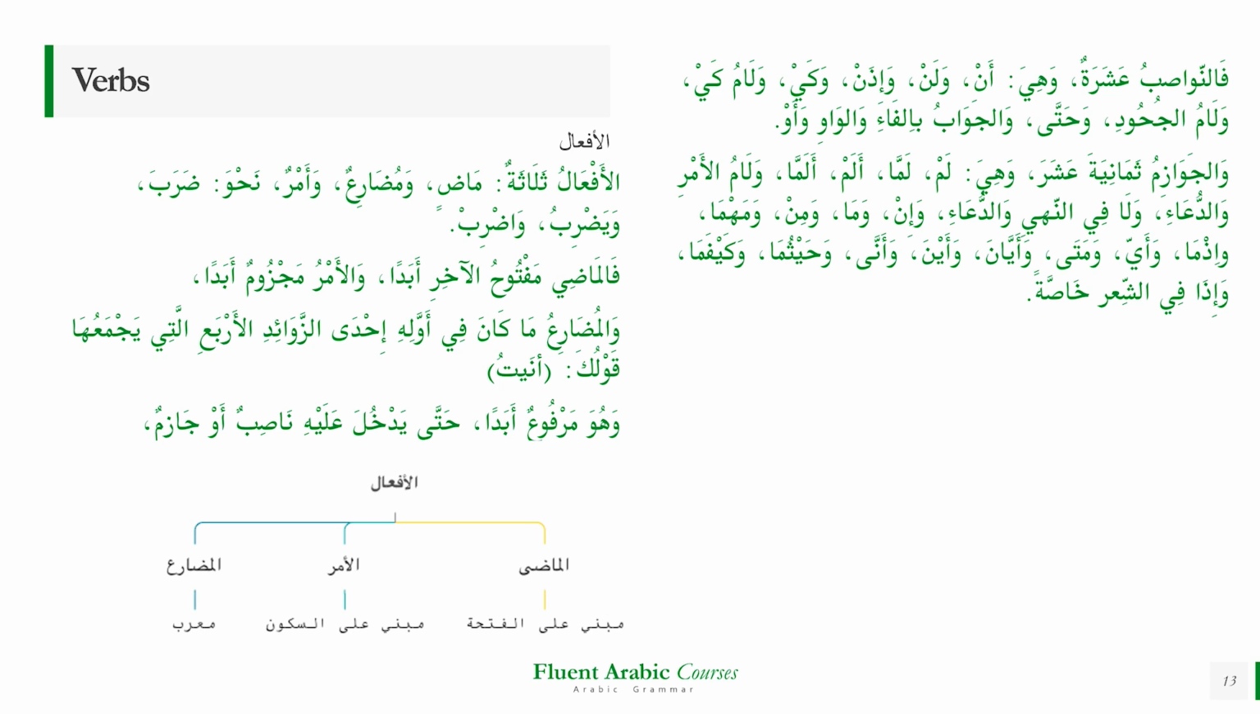And the past tense verbs, as far as the i'rab is concerned, are very simple because they are mabni. Their endings are fixed. They always end with the fatha. مفتوح الآخر أبدا. So ضرب, jalasa, qama, ذهب. All of these end with the fatha.